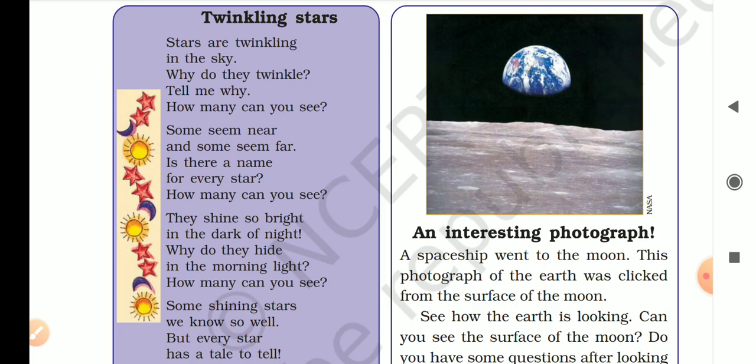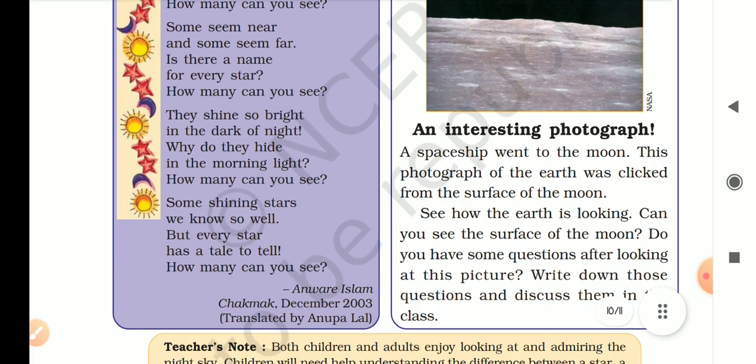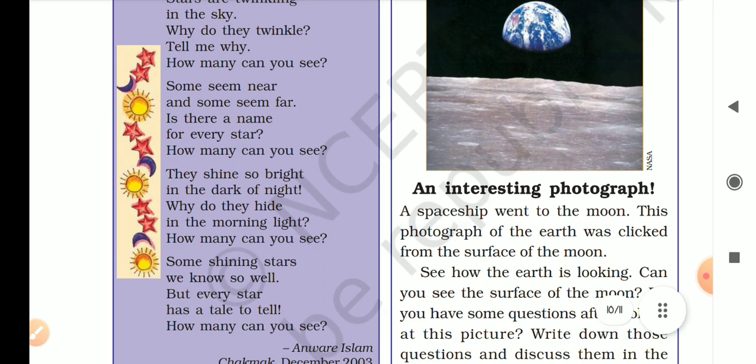So the reason behind the twinkling of stars you will be learning under the branch of physics. When you go to a higher class, you will be learning the reason for all this twinkling, to be precise. An interesting photograph is also given here of the earth, in which half of the earth is seen and half of the earth is dark in color. A spaceship went to the moon.